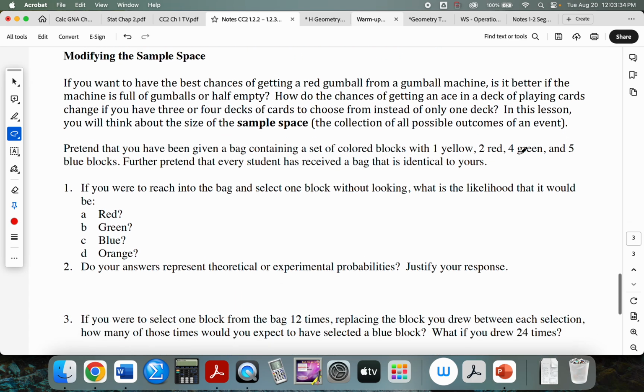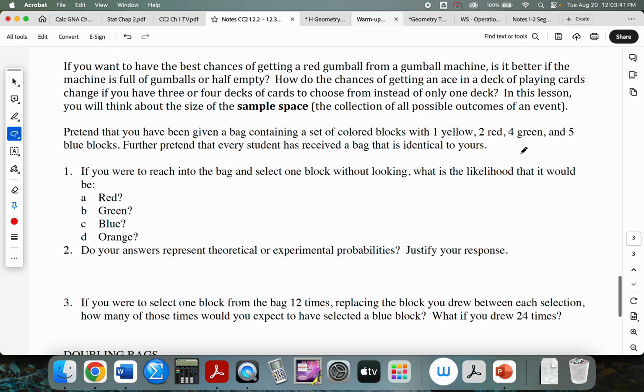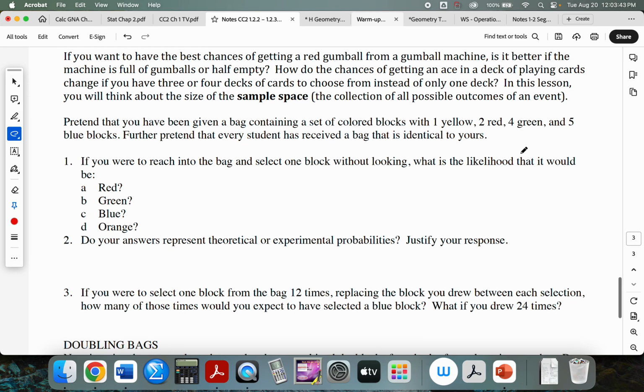Okay, so last thing we're going to talk about today is the sample space. So if you want to have the best chance of getting a red gumball from a gumball machine, is it better if the machine is full of gumballs or half empty? Or does it matter? It may not matter. It may matter, but it may not.